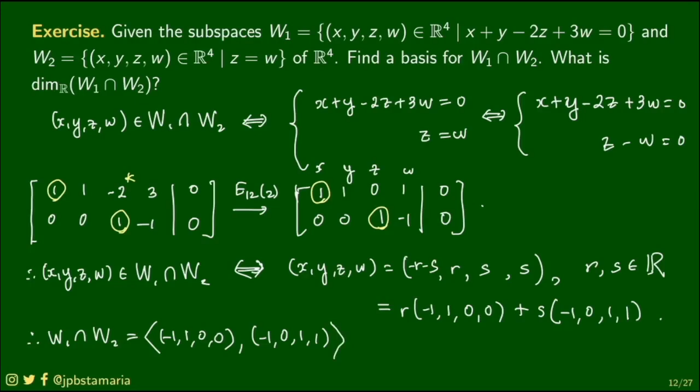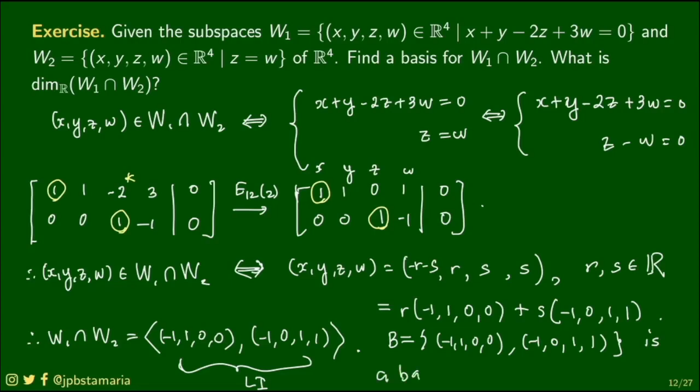And do you think this set is linearly independent? Yes. How do you know? If there are only two vectors, you just need to verify that one is not a multiple of the other. Is this a multiple of that? Not really. So therefore, that forms a linearly independent set. Therefore, the set consisting of (minus 1, 1, 0, 0) and (minus 1, 0, 1, 1) is already a basis for W1 intersection W2. There you have it.